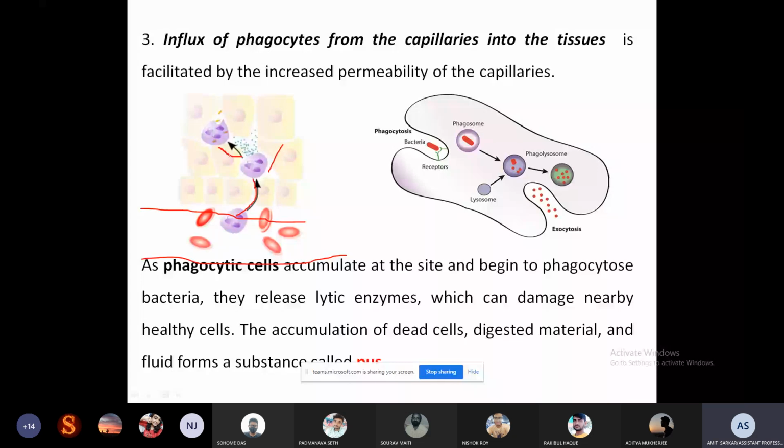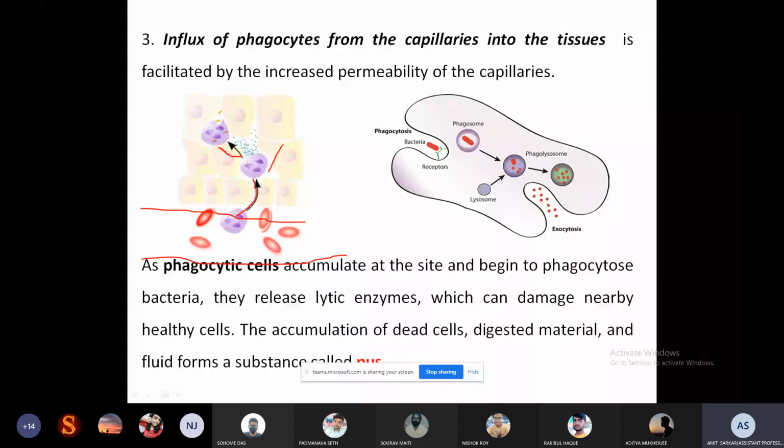Then where will they go? Those dead cells, the digested material and different types of fluid will come out as pus. So it is very natural to see pus coming out from the injured place after a couple of days. Pus is nothing nasty or anything like that.